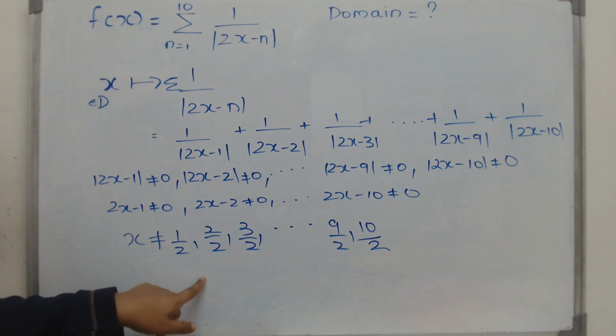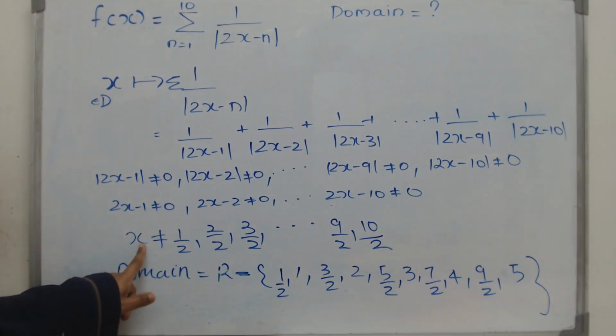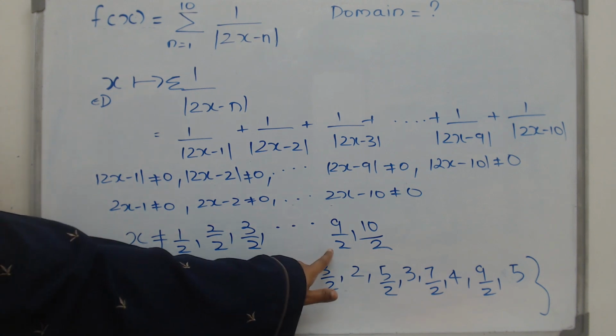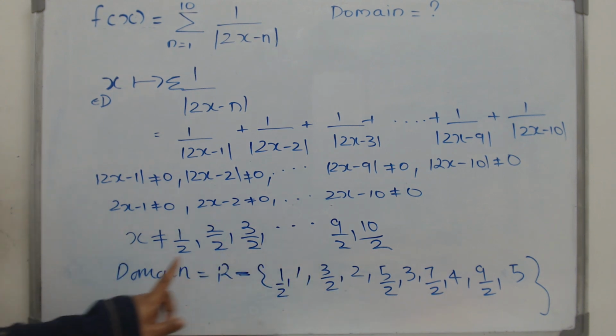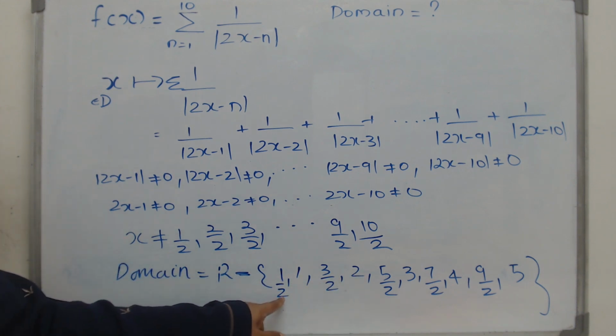Except for these values. How many values are there? 10 values. So your x cannot take these 10 values. Now that means your x can be any real number as long as it is not one of these 10 values.